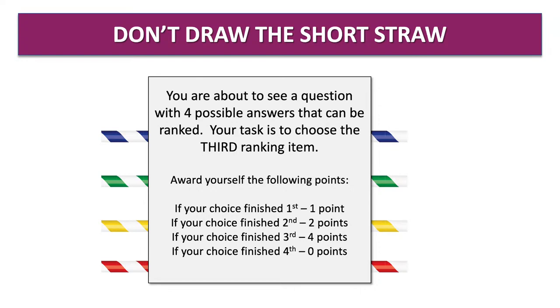So you're about to see a question with four possible answers, and those answers can be ranked. And your task, if you choose to accept it, is to choose the third ranking item. If your choice finishes first in the list, you get 1 point. Finishes second, 2 points. Third choice, 4 points for you. If your choice finishes fourth, no, don't draw the short straw. 0 points. We've got two for you. Here we go. Let's have a go at this one.